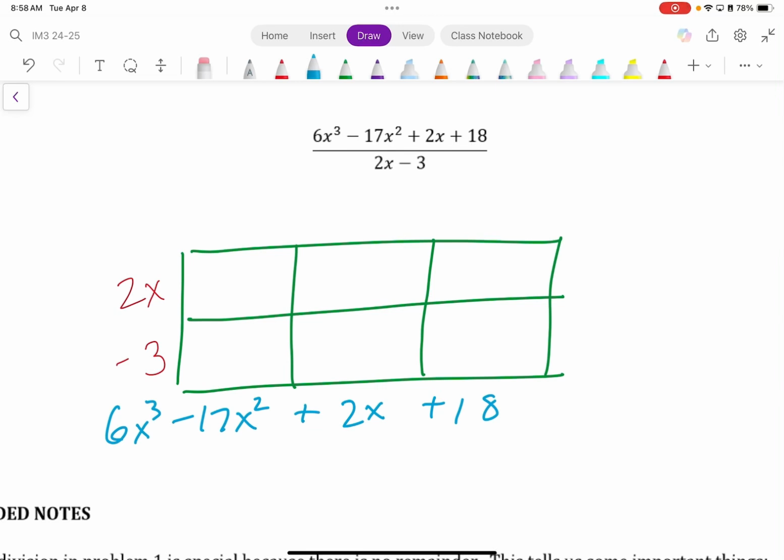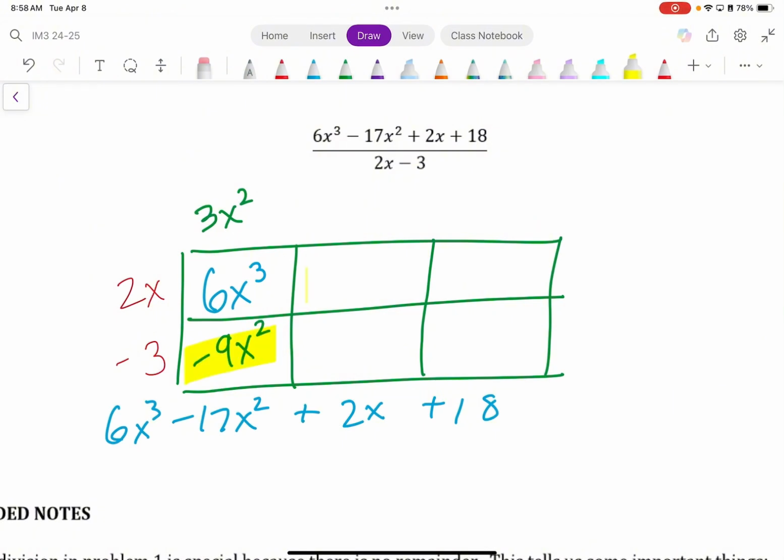All right, let's begin. So we have 6x to the third on the inside top left box. What goes on top of that column? 2x times what gets you 6x to the third? 3x squared. So if I have 3x squared there, then what do I have in the bottom box? Negative 9x squared.